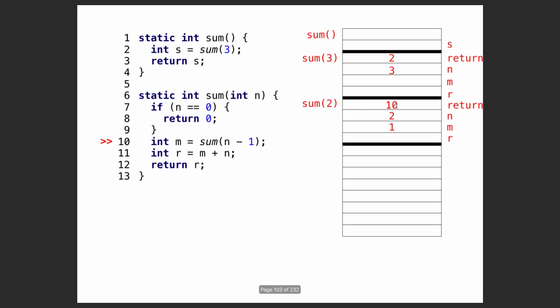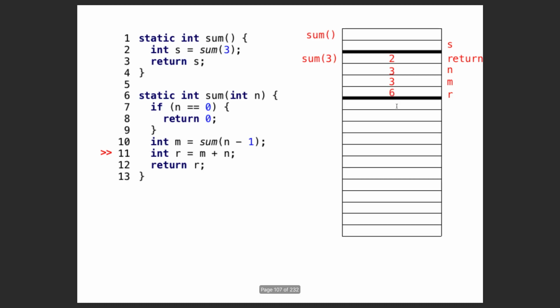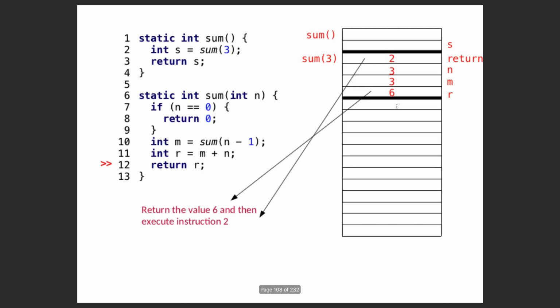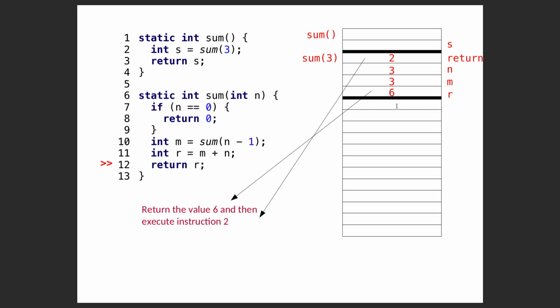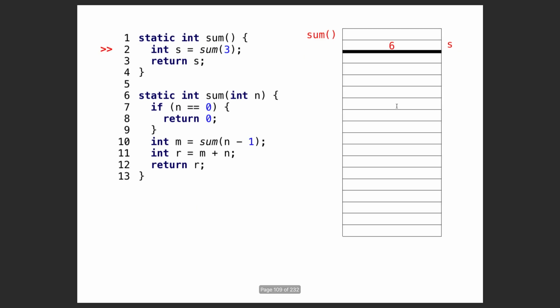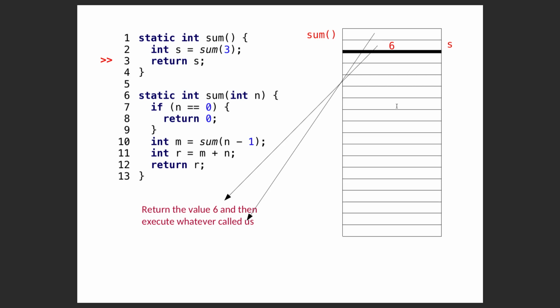And then it unwinds again. Then I know that m is 1, and 1 plus 2 is 3. So I have to return 3 and execute 10. And now I know that m is 3, and 3 plus 3 is 6. So I have to return the value 6. And then I have to execute instruction 2. All the previous times that I came out of sum, I went to instruction 10, because they were unwinding recursive calls. But now I've finished the recursion, and I'm outside of it again. I'm going back to the function that called me. So I can return the value 6, and then look at whatever return address I've got stashed there to know where I go next.